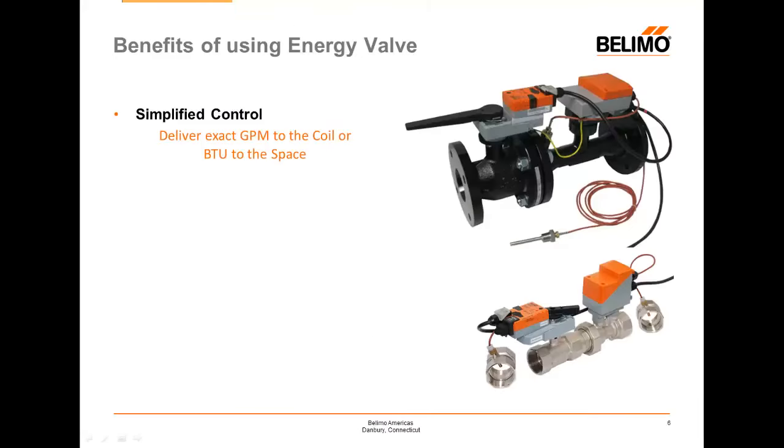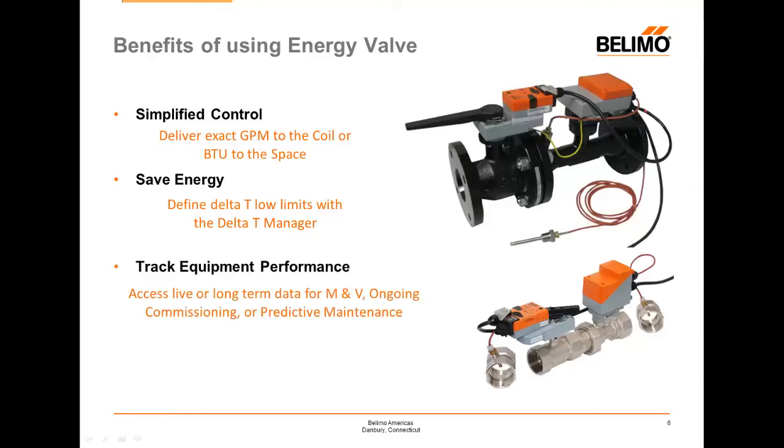It has several benefits. We can simplify the total control strategy. You can deliver the exact amount of GPMs required at the coil, or the exact amount of BTUH required in the space. Save energy. If we can use less water to satisfy the same load, obviously we can save energy. And we can also track equipment performance. The Belimo energy valve has a fully integrated onboard BTU meter and a full BACnet communication module. That means that measurement and verification can come directly from your control valve.